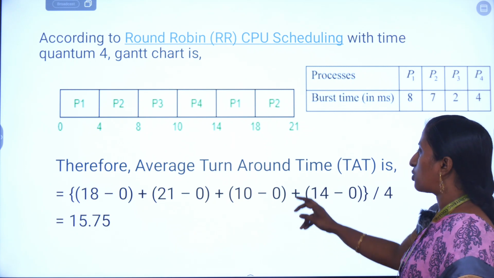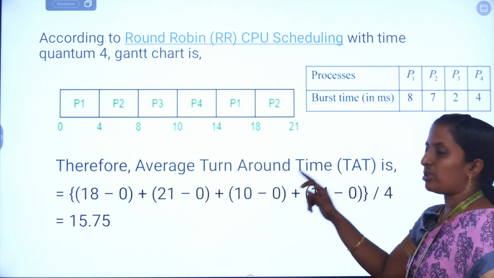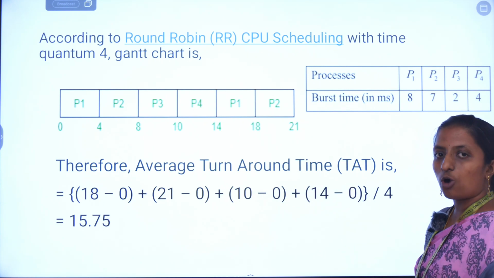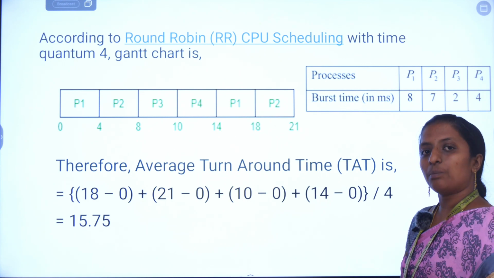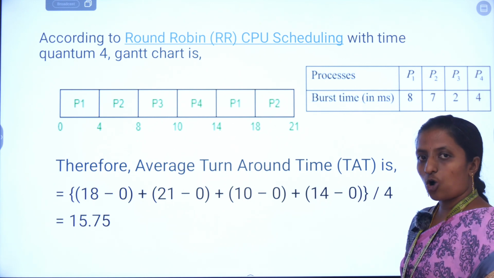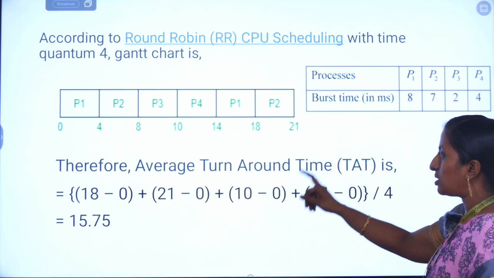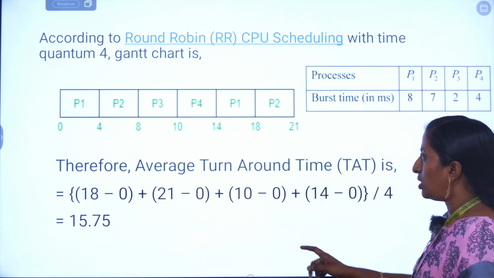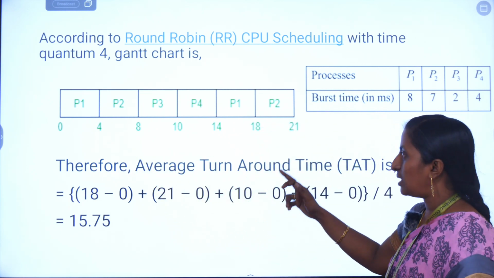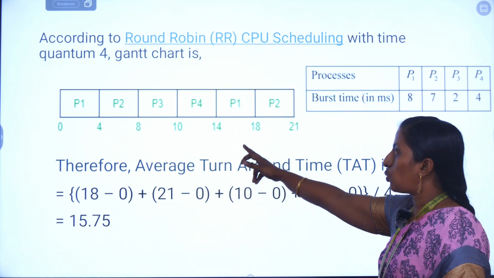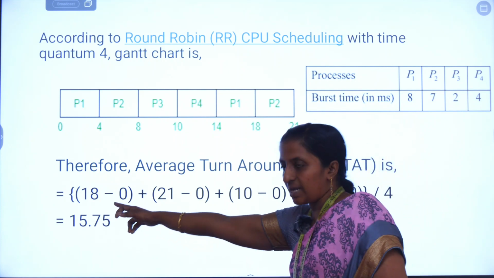In the same way we are going to find the turnaround time first, and then we are going to find the average turnaround time. So what is the formula for turnaround time? The difference between the completion time and the arrival time. This is the formula for turnaround time. So let's take the process P1. What is the completion time of process P1? It's 18. Initially it completed 4 milliseconds, after that again it is allotted the CPU. So the total completion time of process P1 is 18, so that's why we are writing 18 here.